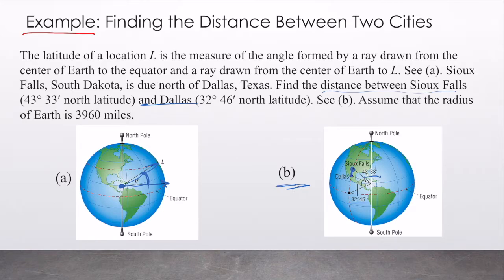Get it? Arc, right? We know how to find the length of an arc right there. And we need to assume that the radius of the Earth is 3,960 miles. So I already know our radius, go team, but I need to figure out the degree of the angle between these two cities and convert that to radians. So let's get started.